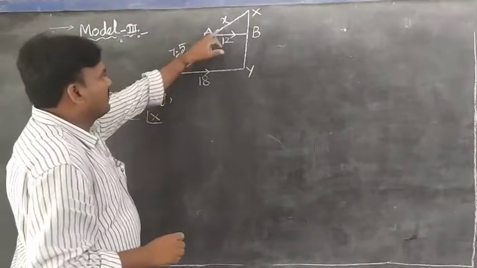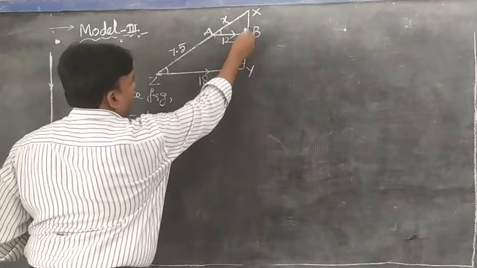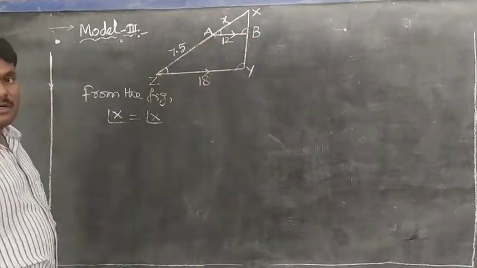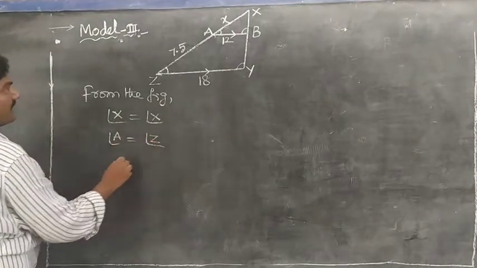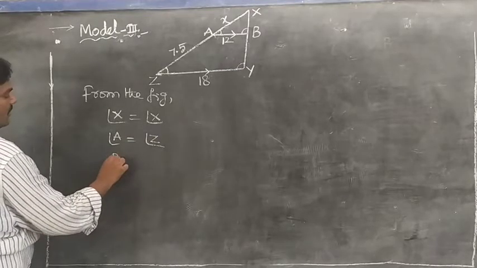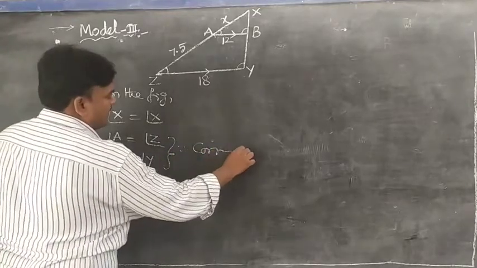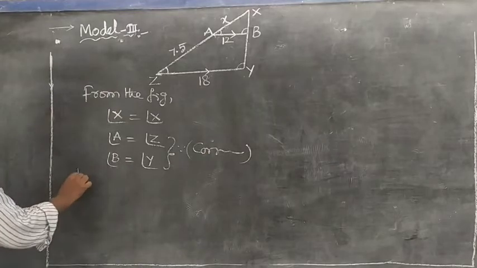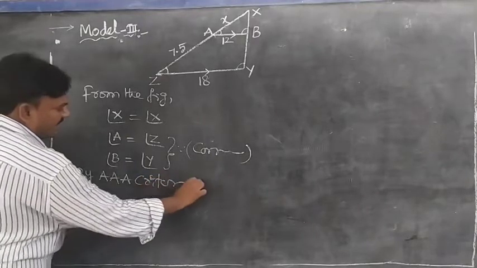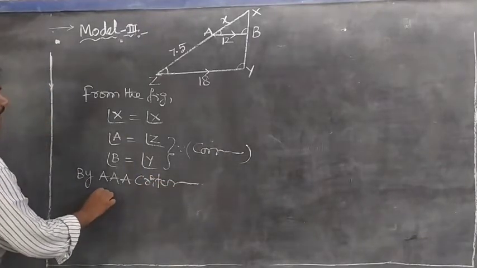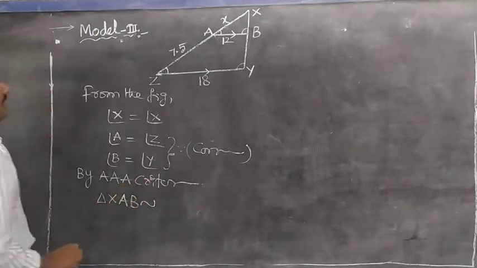And second one, here both are parallel, so automatically angle Z equal to angle A, and here also angle Y equal to angle B. Both are pairs of corresponding angles. So angle A equal to angle Z along with angle B equal to angle Y. Okay, students, here 3 angles are equal, so by AAA criterion, triangle XAB is similar to triangle XZY.